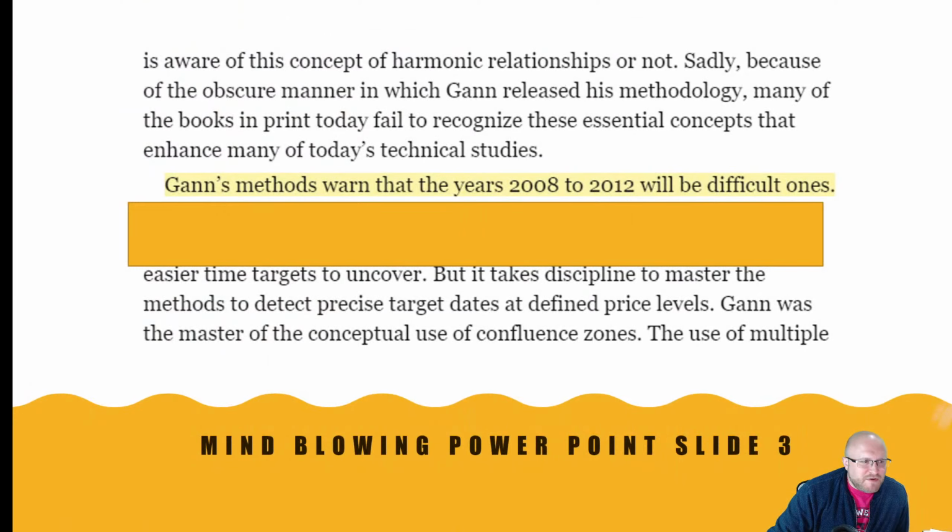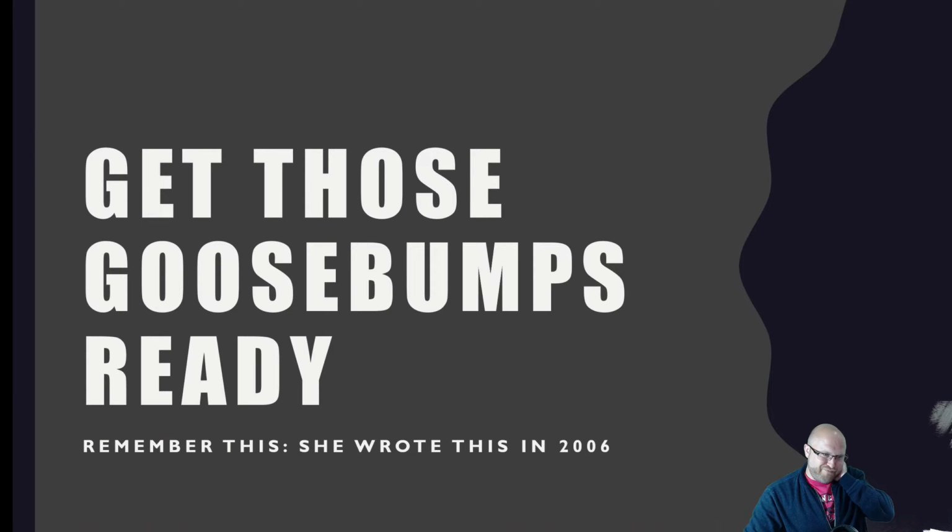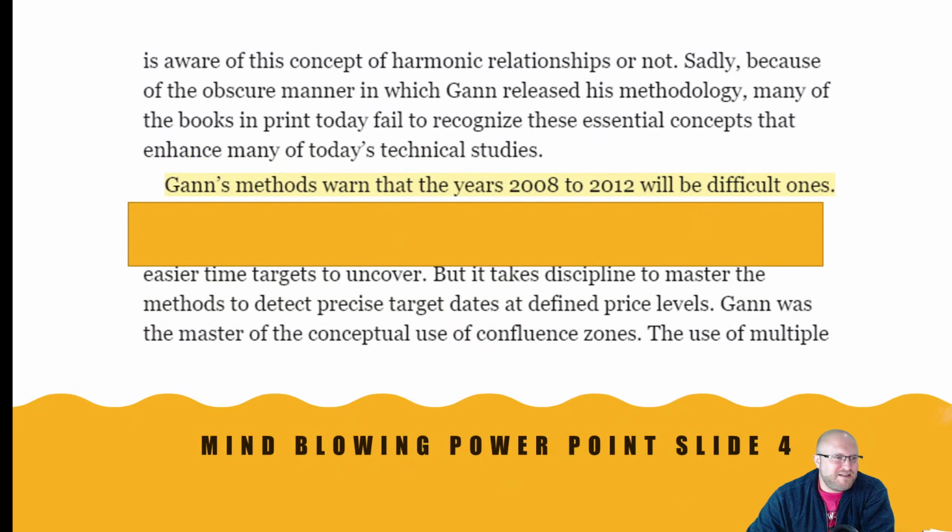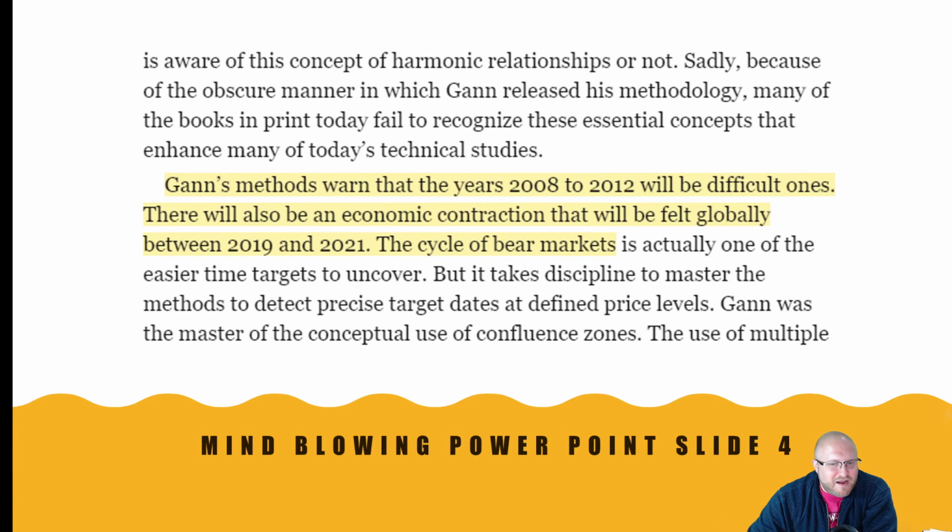But this is what Connie wrote. Again, this is in 2006. She wrote, Gann's methods warn the years 2008 to 2012 will be difficult ones. And you're like, oh, okay. So she was a couple years ahead of time. Even crazier was this next part. There will also be an economic contraction that will be felt globally between 2019 and 2021, which is a little bit lagging because the Jackson Hole Symposium is going on right now.